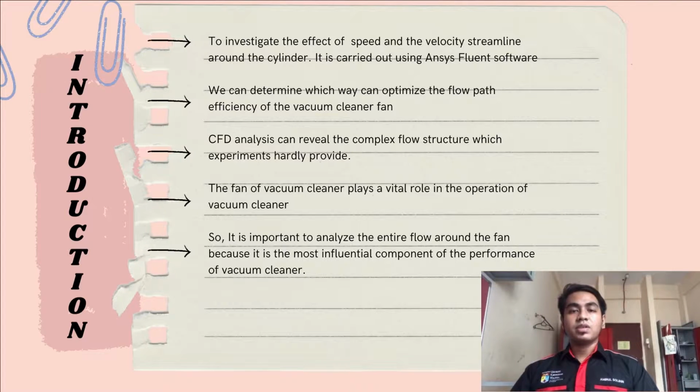This will make the pressure level in the area behind the fan drop below the pressure level outside the vacuum cleaner. This creates suction inside the vacuum cleaner, as the air pressure within the vacuum cleaner is lower than the pressure outside, and the ambient air forces its way into the vacuum cleaner through the intake port. So, it is important to analyze the entire flow around the vacuum cleaner fan because it is the most influential component of the performance of the vacuum cleaner.